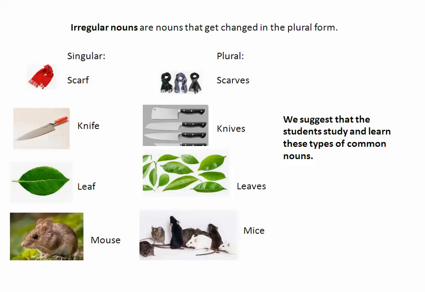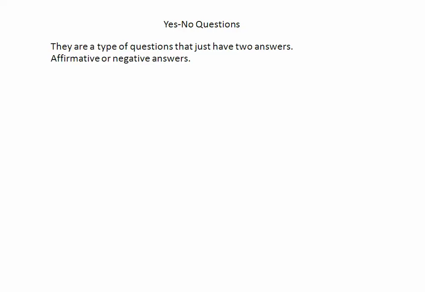Now let's get started with yes no questions. Yes no questions, you have the definition here, are a type of questions that just have two answers. They are affirmative or negative answers, and they can be singular yes no questions or plural yes no questions, and I will show you 4 examples.